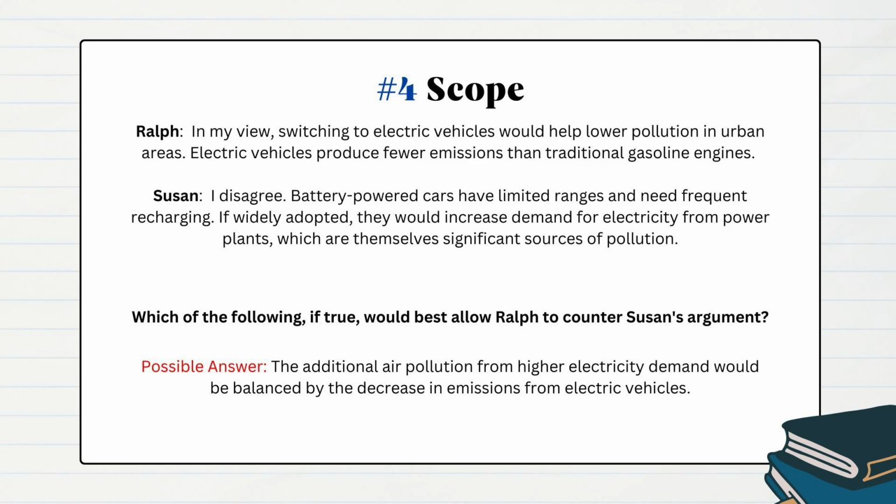And the example is the inverse of the example that we just did with the strengthen question. So for this case, we're looking for something more specific. So we have Ralph: In my view, switching to electric vehicles would help lower pollution in urban areas. Electric vehicles produce fewer emissions than traditional gasoline engines. So the first sentence is the conclusion, and now we have Susan: I disagree. Battery powered cars have limited ranges and need frequent recharging. If widely adopted, they would increase demand for electricity from power plants, which are themselves significant sources of pollution.